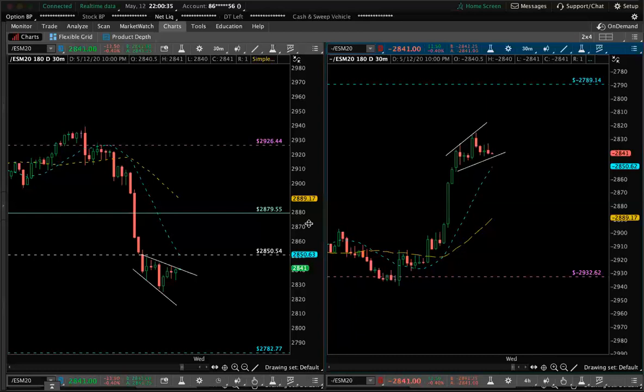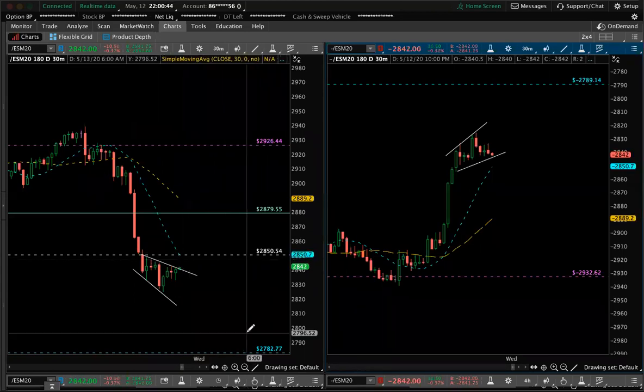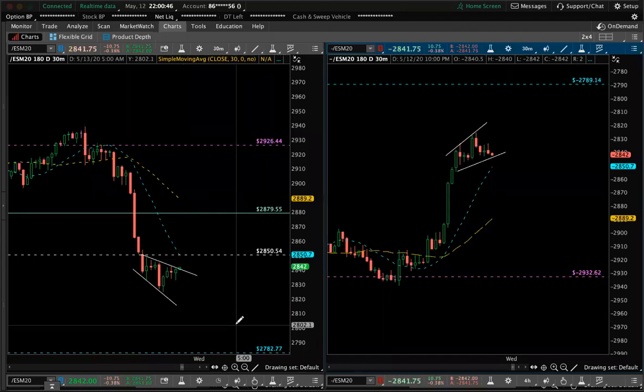So what needs to happen here is 2850 needs to be reclaimed. We get above that, hold that level, and it lines up with the 14 SMA. So this is how I traded. I get long, or let's take a starter position below our target. So our target is 2850. You'll take a starter position.